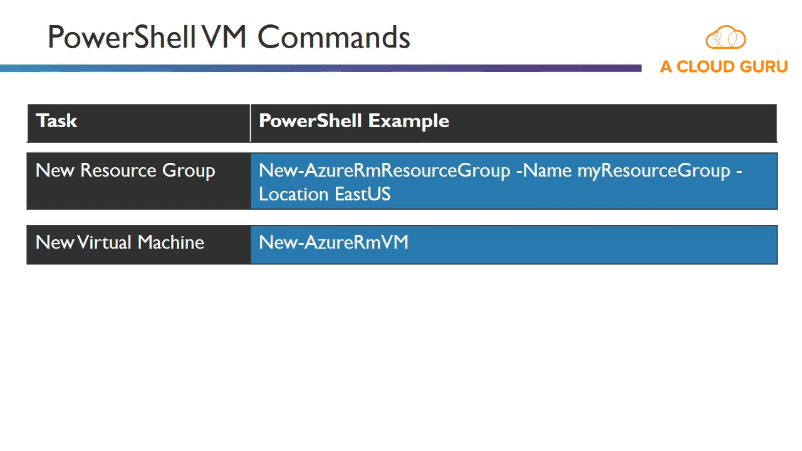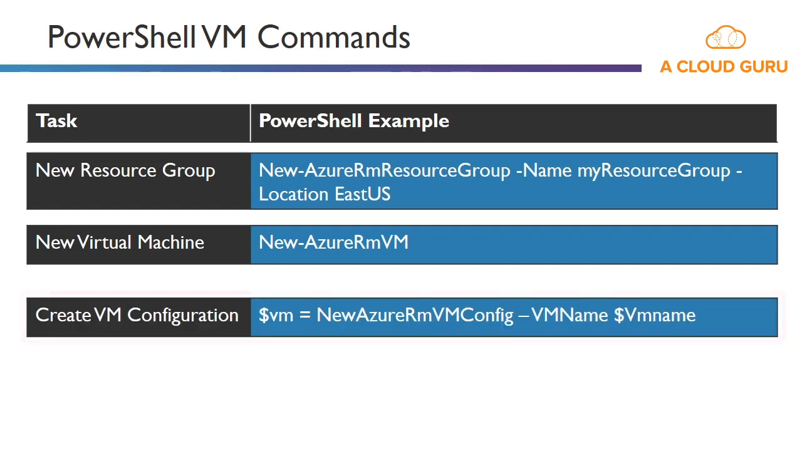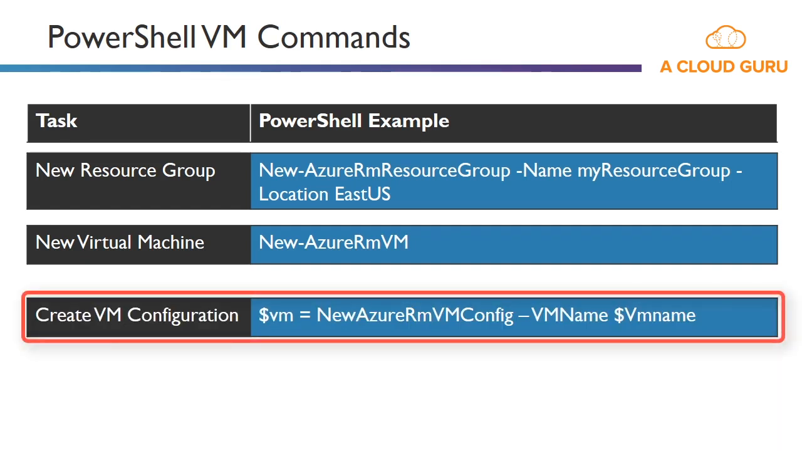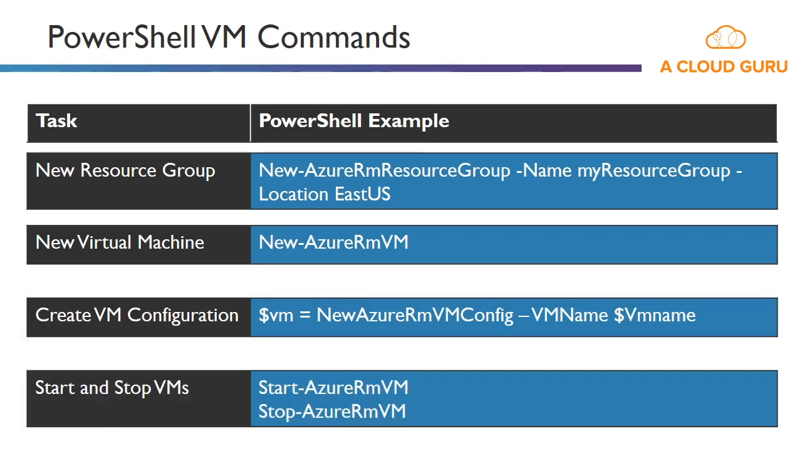Next, we've got our new virtual machine. This is a very simple command, New-AzureRmVM. However, it only works if you give it a virtual machine configuration. You need to provide names for each of the required resources. So the resource group name that it's going to go in, the name of the virtual machine, its location, etc. In order to do that, you use the create VM configuration cmdlet, which is New-AzureRmVMConfig, and pass it the VM name and other parameters as well.